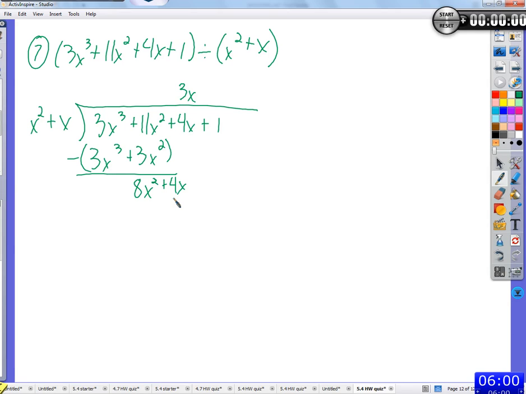Yeah, that's what we're looking for. Why is it plus 8? Because we're trying to get 8x squared by multiplying whatever this is. So 8 times x squared is 8x squared. 8 times x, 8x. And we subtract. 8x squared minus 8x squared is 0, 4x minus 8x, negative 4x. Bring down the 1. Now what's the problem?